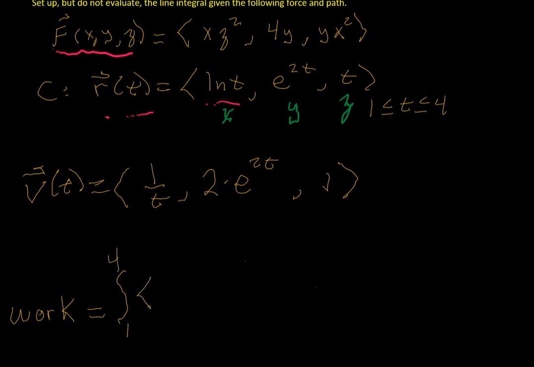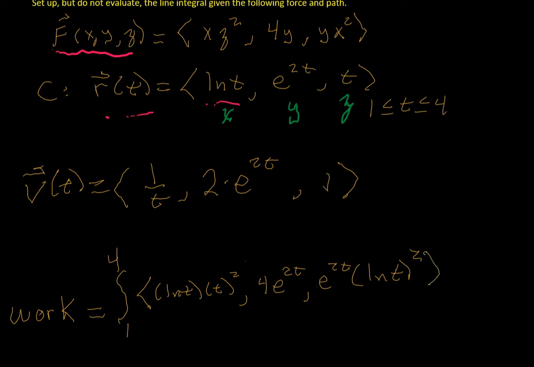The force or vector field F is x times z squared, and x is natural log of t, and z is t squared, comma 4 times y, which would be 4 times e to the 2t power, comma y times x squared, which would be e to the 2t power times natural log of t squared. There's y times x squared.